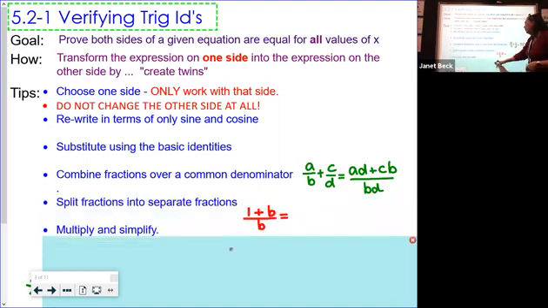The other thing we're going to do is split when you've got a numerator made out of 2 terms. I want you to take that one fraction and split it into 2. Off you go. Split it into 2 fractions and type your answer into chat.